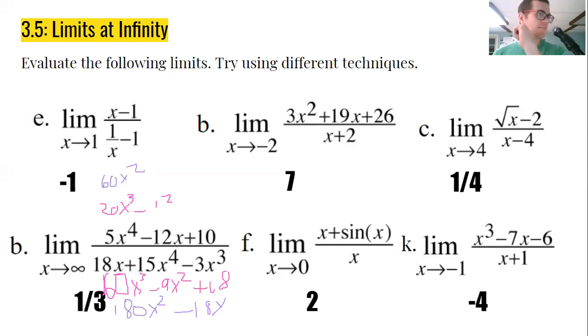If I do it 2 more times, red will probably show it better. If I do the derivative 2 more times to the top, I'm going to get 120. If I do the derivative 2 more times down here, I'm going to get over 360. 120 over 360 simplifies to 1/3. So that's how I do that one with L'Hopital's rule.